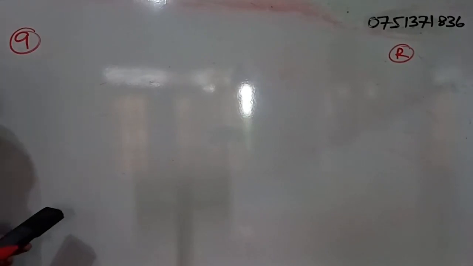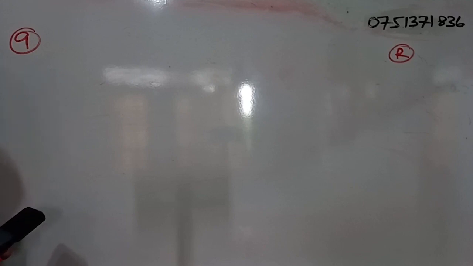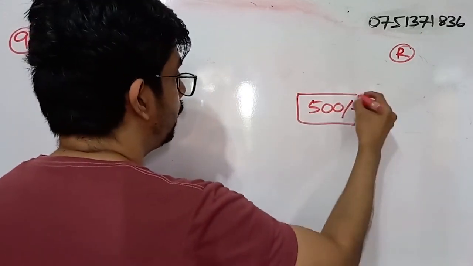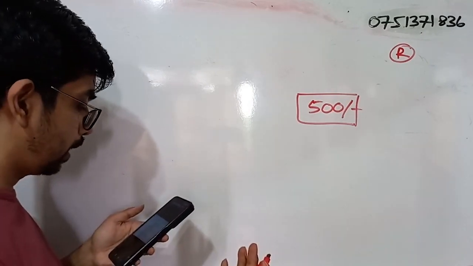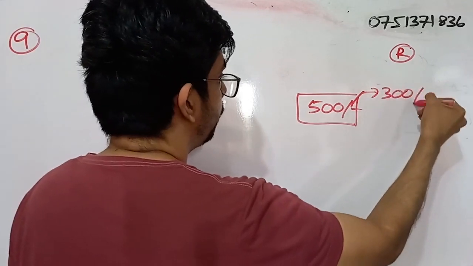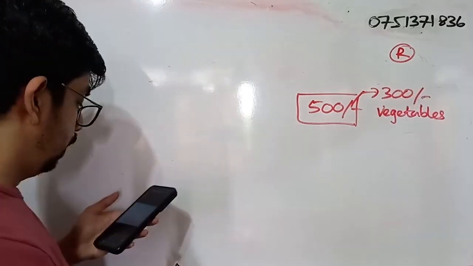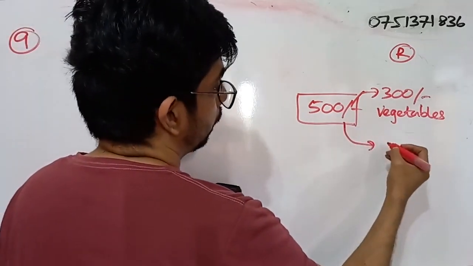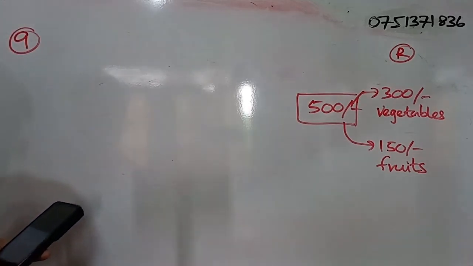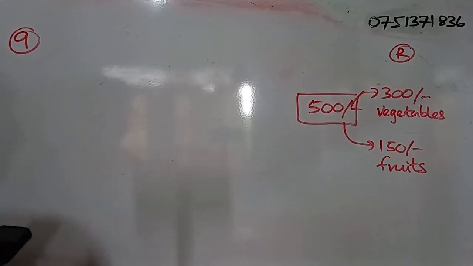What do we have? Mother, who went to the market with 500 rupees in hand, spent 300 rupees to buy vegetables and 150 rupees to buy fruits. Okay. So we will write it 500 rupees. Right. So that is the total amount of money that she had when she went to the market. Right. So out of this 500, she spent 300 rupees to buy vegetables. Right. And another 150 rupees to buy fruits.